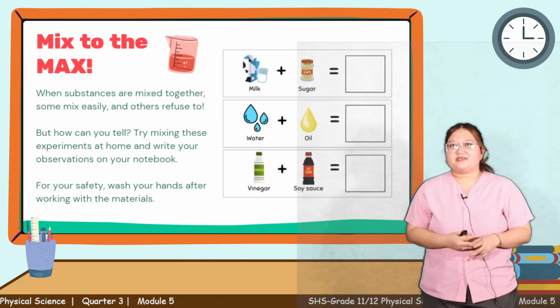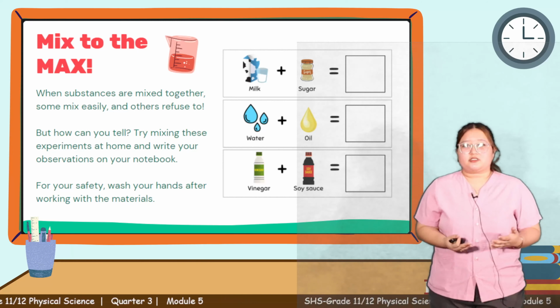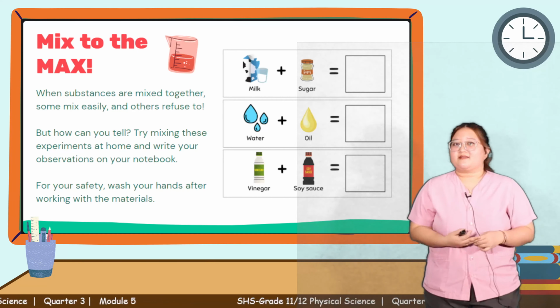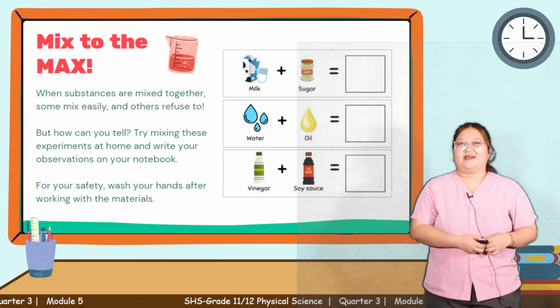Try mixing these experiments at home and write your observations in your notebook. For your safety, please do wash your hands thoroughly right after performing this activity. But if you do not have the materials to perform this activity, let's watch the videos. Okay, so let's start with milk and sugar.